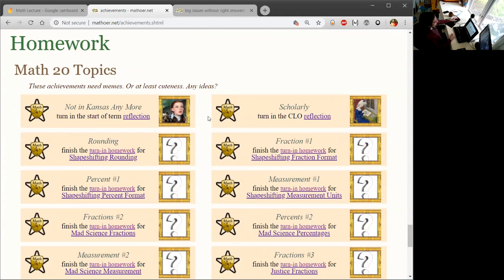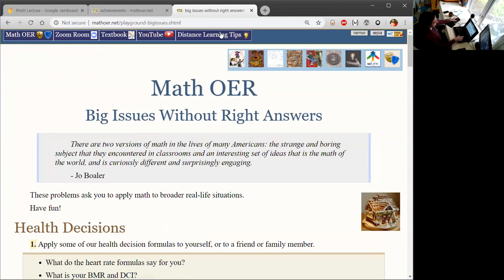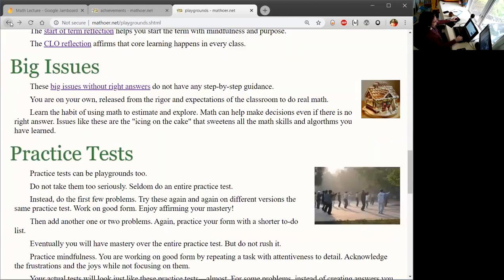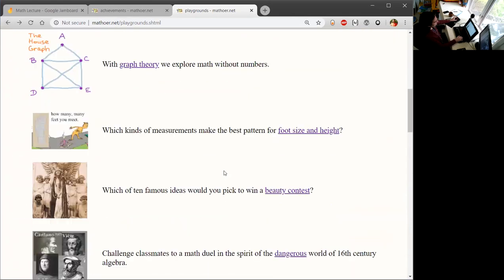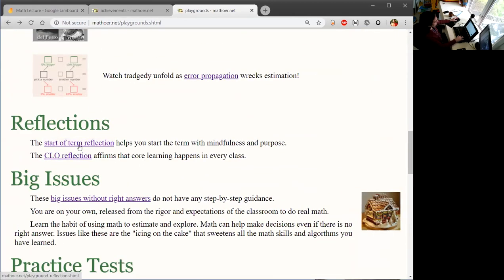So there's 2 of them. You can get to them 2 ways. If you go to your list of assignments, that's sort of a to-do list as well as a check mark list. So there's 2 links here. If you go back to the playgrounds page, then the reflections are here. So when I open them up, let's look at them.